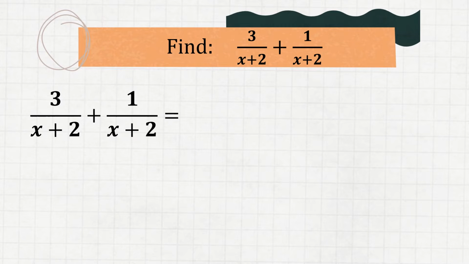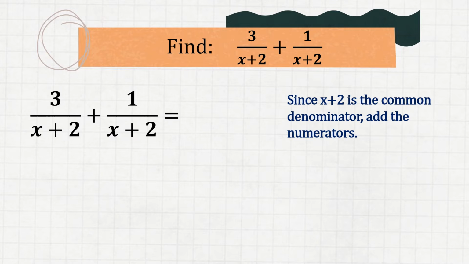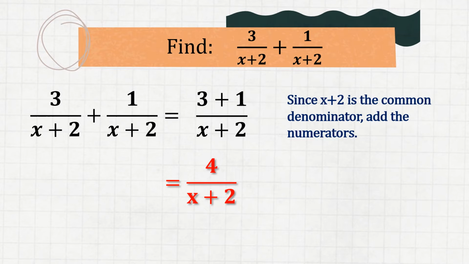Another example is 3 over x plus 2 plus 1 over x plus 2. Since x plus 2 is the common denominator, we just keep it. We will copy the x plus 2 and add the numerators, which are 3 and 1. So, 3 plus 1 over x plus 2. So, 3 plus 1 is equal to 4 over x plus 2. This will be our answer.